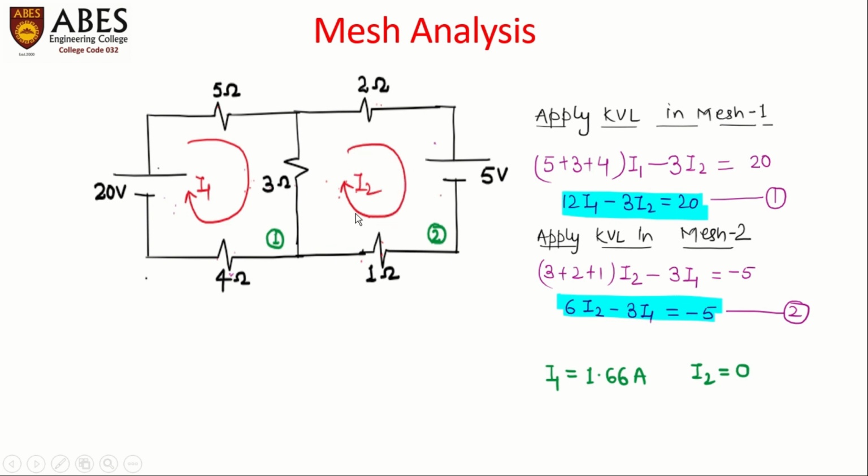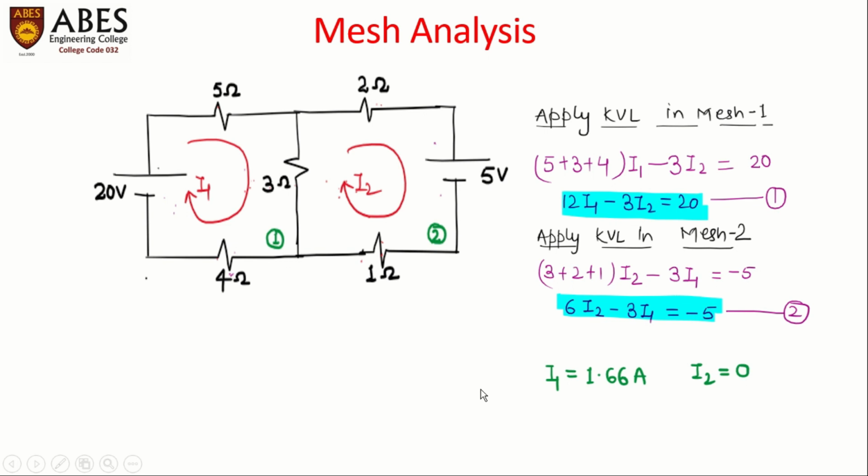Now we will check the direction of I2. I2 is flowing in the clockwise direction and current is flowing in the 5 volt source from higher potential to lower potential. It means we have to write here minus 5 volt. After rearranging the terms, we can write here 6I2 minus 3I1 minus 5. You can solve these equations by using Cramer's rule or by using the calculator. After solving these equations, the value of I1 is 1.66 ampere and the value of I2 is 0 ampere.